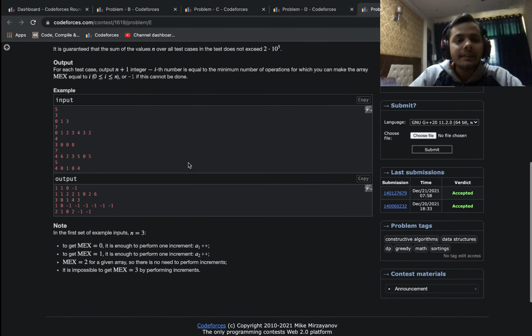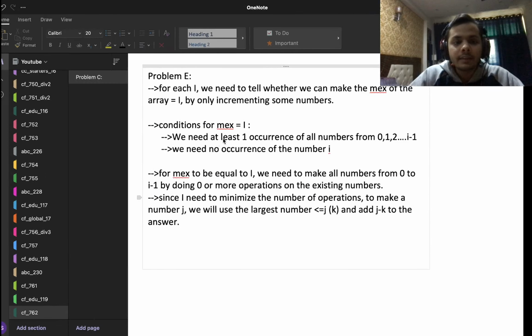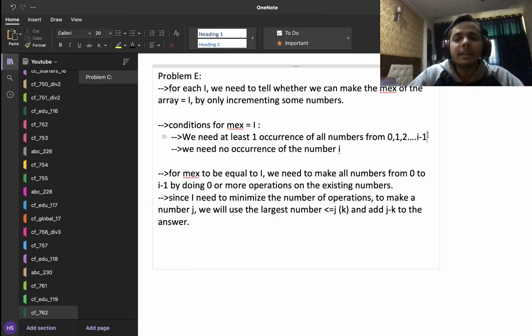The reason for that is that if I cannot form a max of I, then I cannot form a max of I plus 1 as well. And the reason for that is that if I can't form a max of I, then the only reason could have been that I can't satisfy this first condition, right? Because I can always satisfy the second condition. So if I cannot satisfy this first condition for I, then I can't satisfy this first condition for I plus 1 as well.